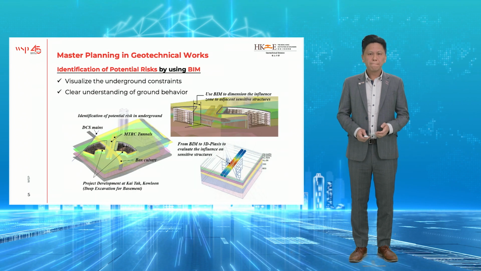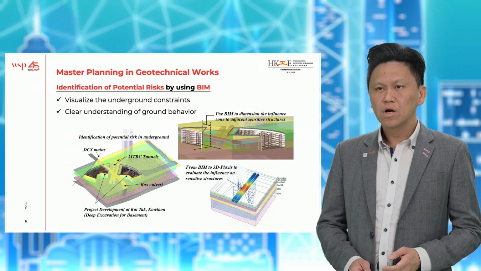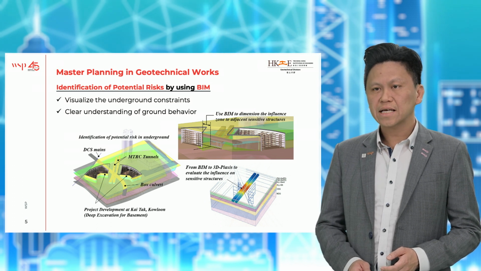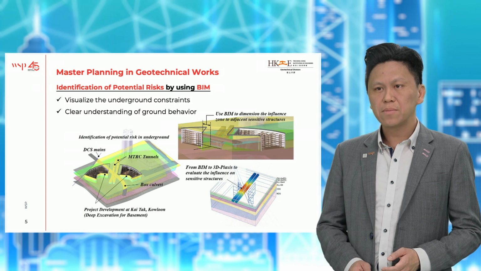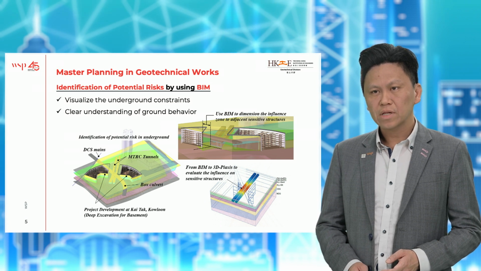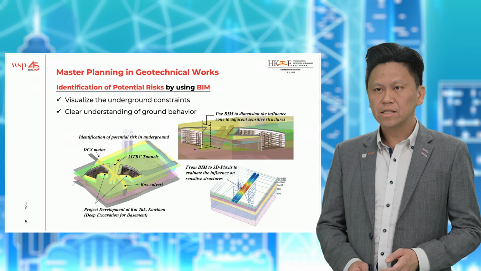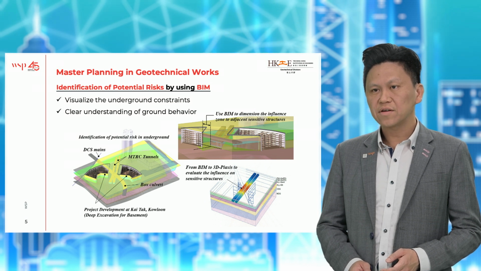By using BIM, the engineer can visualize the underground constraints, take good control of the design process, and have a clear understanding of ground behavior. For such a commercial building project as an experience, the engineer used BIM to let the client and project team have a full picture of the relationship between the original basement outline and underground constraints, such as how close it is to the existing tunnel and box culverts nearby, and then developed a stepped approach to prevent adverse effects to the sensitive underground structures.